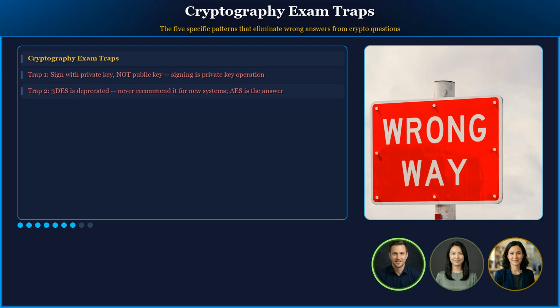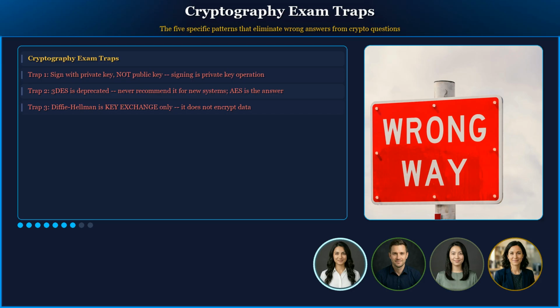Trap 2. 3 Data Encryption Standard questions. If a scenario asks which algorithm is appropriate for a new system and 3 Data Encryption Standard is an option alongside Advanced Encryption Standard, 3 Data Encryption Standard is always wrong. NIST deprecated 3 Data Encryption Standard for new systems. Advanced Encryption Standard is the answer every time, without exception, regardless of what other algorithms appear in the answer choices.